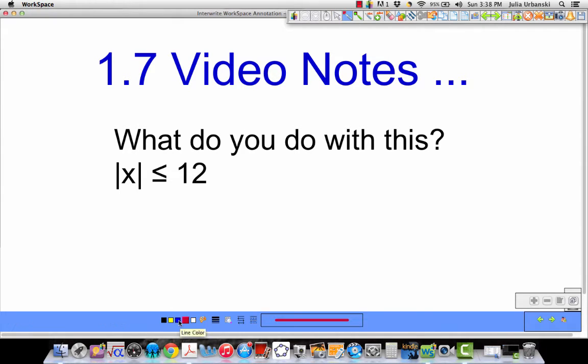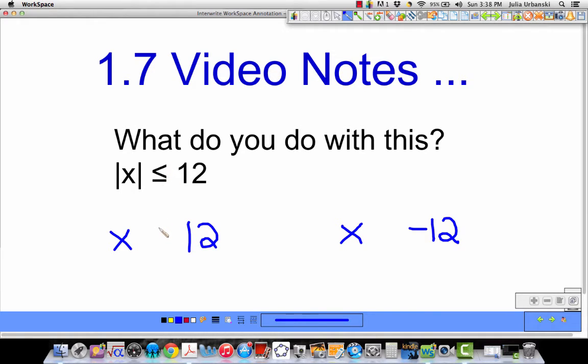We're going to take the 12 and we're going to turn it into positive 12 and negative 12, just like before. Whatever's inside the absolute value stays the same. The x stays the same here and here. But what changes is this sign. It's no longer equal to, it's less than or equal to.